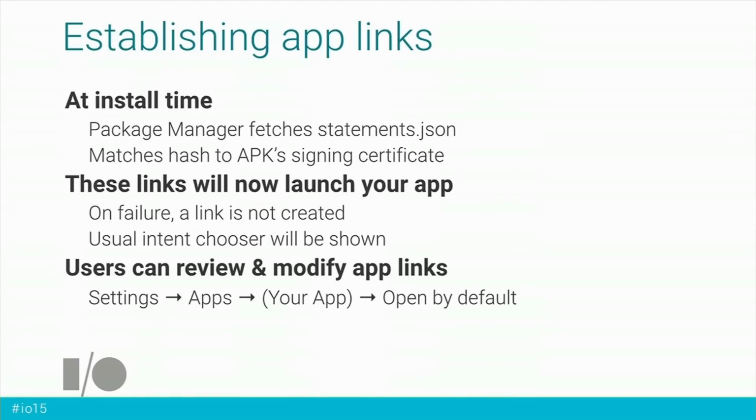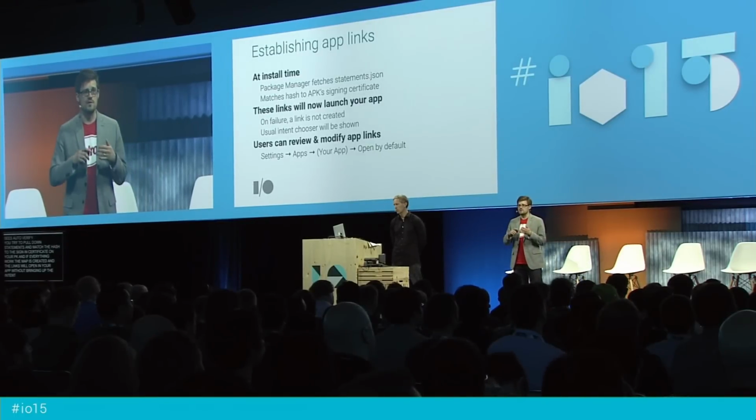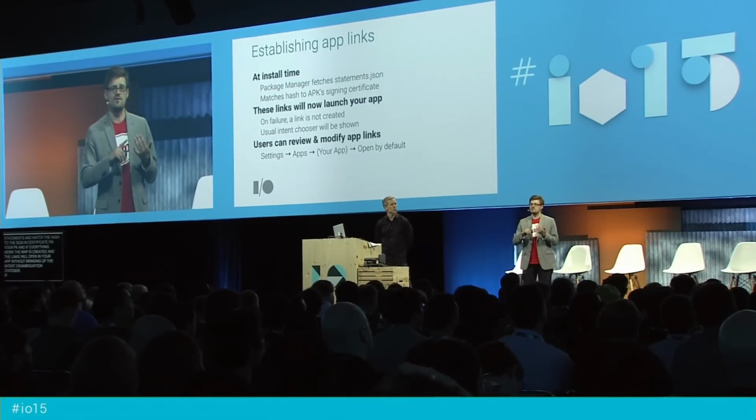So here's what happens at install time. When your app goes in, the package manager looks, sees auto verify, will go to the website, try to pull down statements JSON, match that hash to the signing certificate on your APK, and if everything works out just fine, an app link is created, and now links to those URLs will open in your app without bringing up the intent disambiguation chooser. If anything fails about that, if the website doesn't have statements JSON, if the certificate doesn't match, if the package doesn't match, nothing happens.